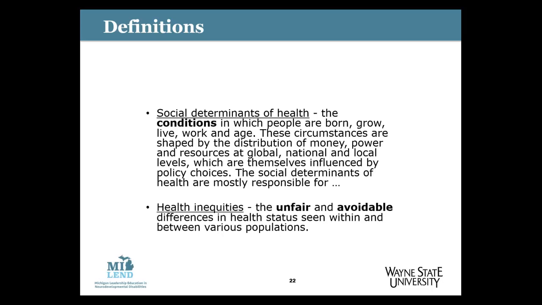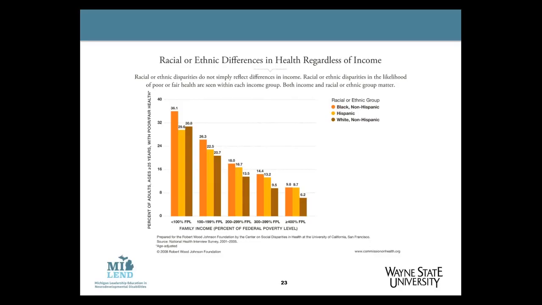Another way to look at it is social determinants of health are conditions in which we are born, grow, live, work, and age. Or another way to say it's where we live, work, and play. And we know that these circumstances are shaped by how power, money, and resources are distributed. And in cases where those resources are not necessarily distributed in the most equitable way, we may find that we have health inequities, which are the unfair and avoidable differences that we might see in health status within and between various populations.